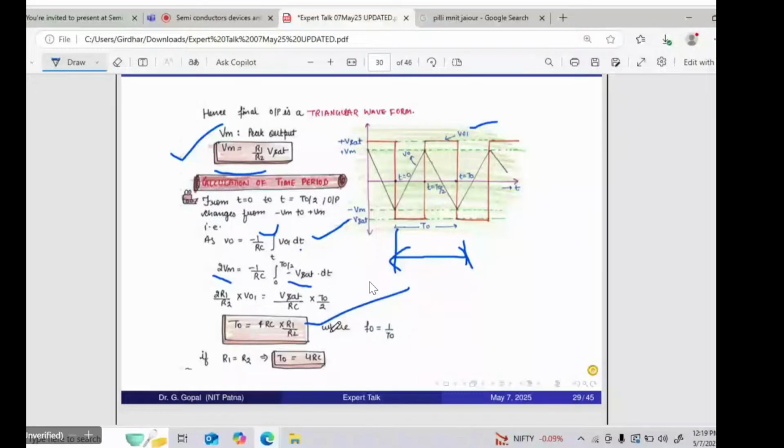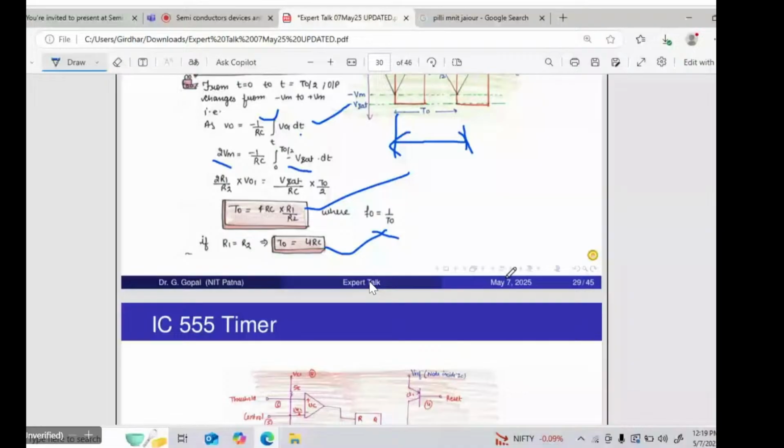Now you have to calculate the operating frequency of this triangular waveform generator. So you can calculate F naught equal to 1 upon T naught. Now let's suppose one case is when both resistances have the same value, R1 equal to R2 equal to R, then you can find out the time period is nothing but 4 RC. Right. Now we have completed the waveform generation. It's a non-sinusoidal waveform generation.